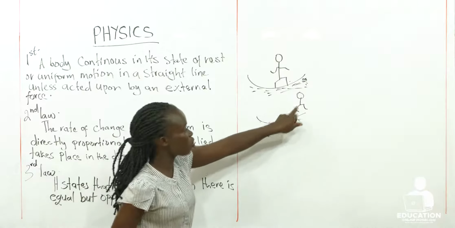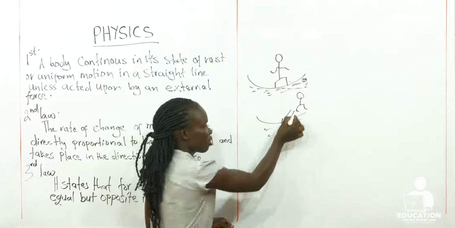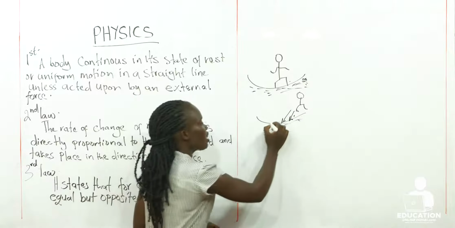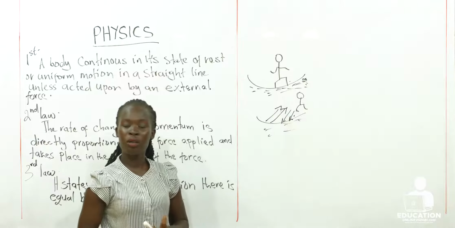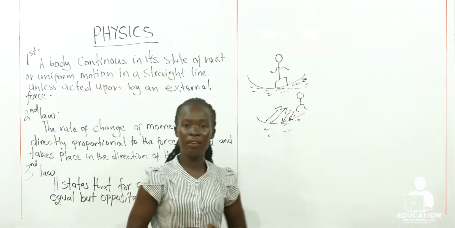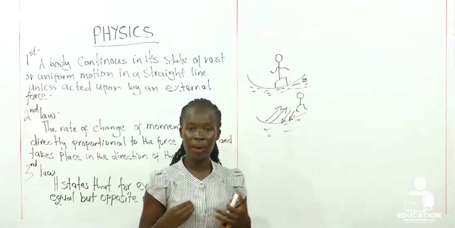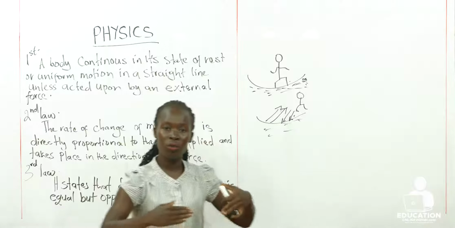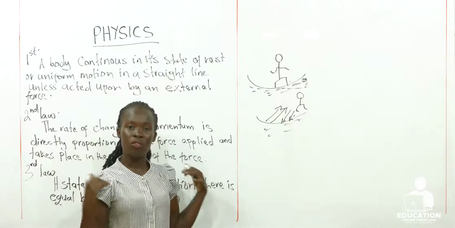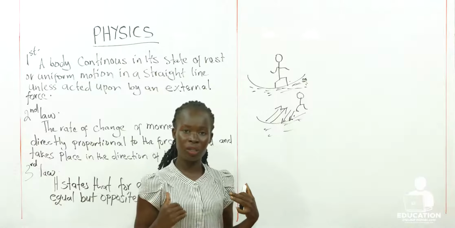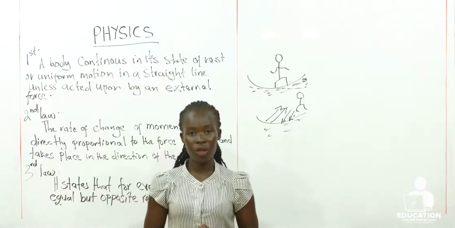So the moment you are jumping, there is a force you already acted on this boat, and this boat is going to react back. How will you see the reaction of this boat? It will react in such a way that the boat will try to move backwards. So that is the kind of reaction that explains Newton's third law of motion.